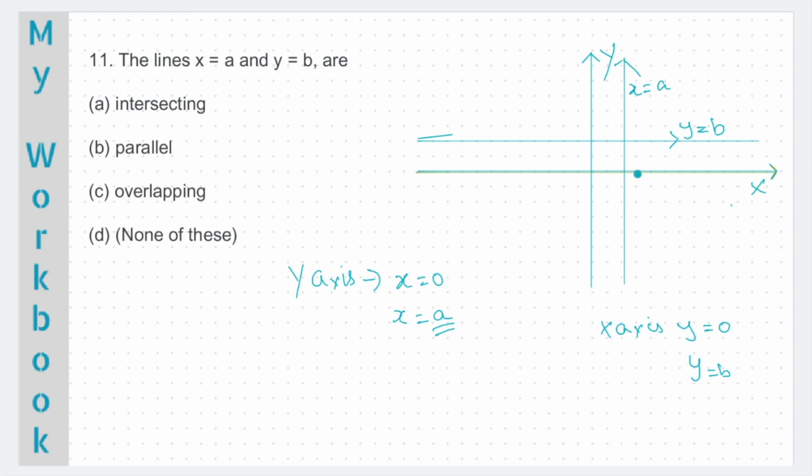So x equal to a and y equal to b will be these two lines for positive values of a and b. You can see that both these lines are intersecting, just like your x and y axis. These two lines are also going to be intersecting. So the option A, which is intersecting, is the correct choice.